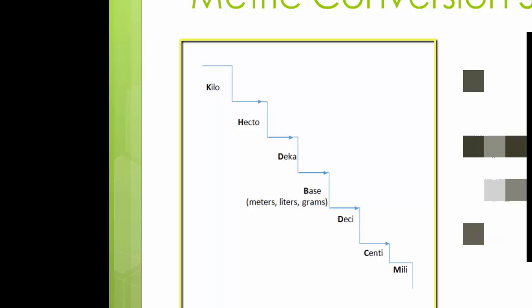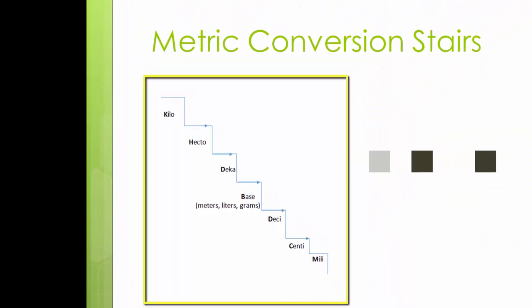If we go down from there, we get to deci, which has a value of 1/10. From there we go to centi, which has a value of 1/100th, and finally we end up at milli, which has a value of 1/1000th. Now these metric conversion stairs are really important for you to remember. If you can draw this out, you can easily do any metric conversion that you will have.